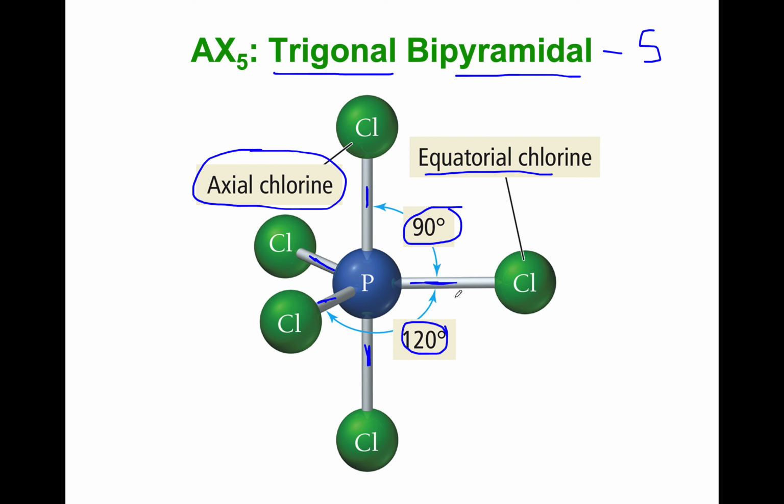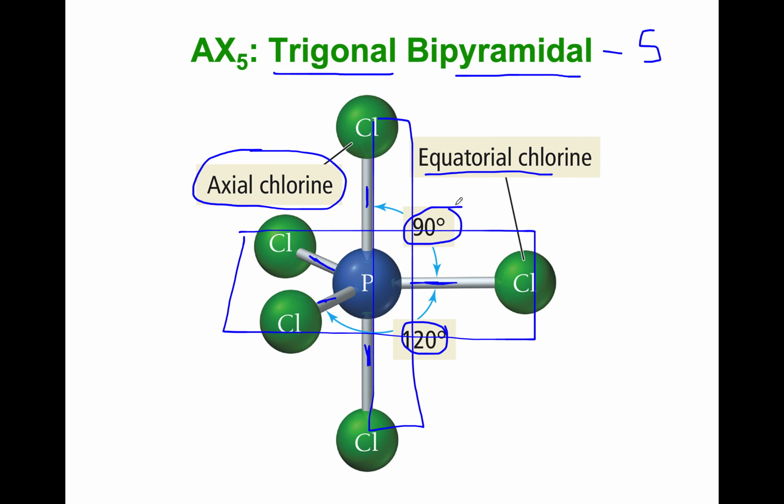So there's 120 with the equatorials because that's a trigonal planar right there. And then remember, this is a plane, and this is a plane, and those intersect, that's that 90 degrees here, okay? So 90 and 120, depending on which one we're talking about. So this terminology, equatorial, the equator, axial is above or below the equator here, and that's trigonal bipyramidal, 5 electron regions. So that's the electron geometry and molecular geometry of trigonal bipyramidal.